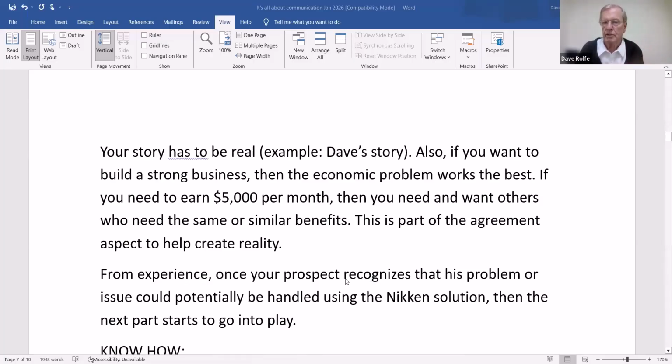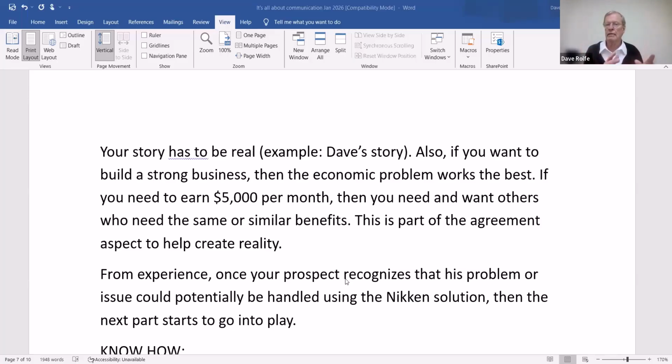Your story has to be real. And you've heard my story a gazillion times. You've listened to the tape on the first video about building your story. Then you're going to review that again. And also, if you want to build a strong business, then the economic problem works the best. Here's why: opportunists are looking for opportunity because they want to make some money or they've not had success making money or whatever. And you want the people that haven't had the success primarily, they're the best because they're hungry for it. Les Brown, go listen to Les Brown. You want to be hungry because those are the best folks, because they're willing to do, and especially if they know what to do.